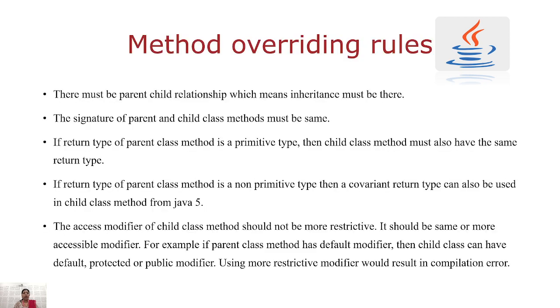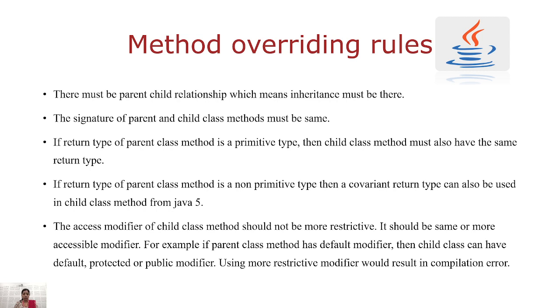Okay, so when you are overriding a particular method, you should follow certain rules. So what are these rules? There must be a parent and child relationship, that is, inheritance must be there in case of overriding. The signature of the parent and child methods must be the same. The signature means the return type of that method and the parameters, the number of parameters, should be the same. If the return type of the parent class method is a non-primitive type, then the covariant return type must also be used in the child class method.